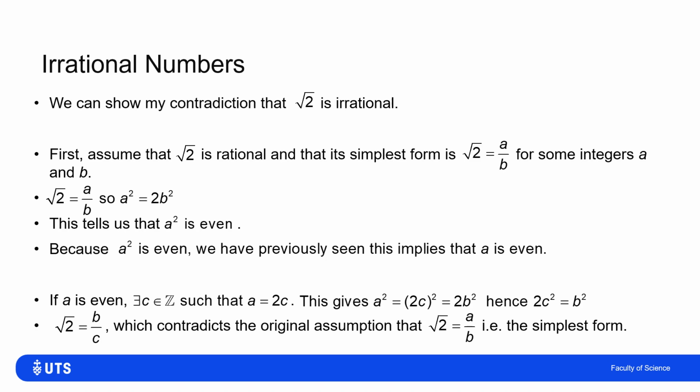But I assumed that the square root of 2 was a over b in its simplest form, but I've managed to get it simplified further, which contradicts the original assumption that I started with the square root of 2 as a over b in the simplest form. So if I assume I've got the simplest form, I show that I haven't got the simplest form, which is a contradiction. So the part which is wrong is the square root of 2 being rational in the first place. So we've proven that the square root of 2 is irrational.